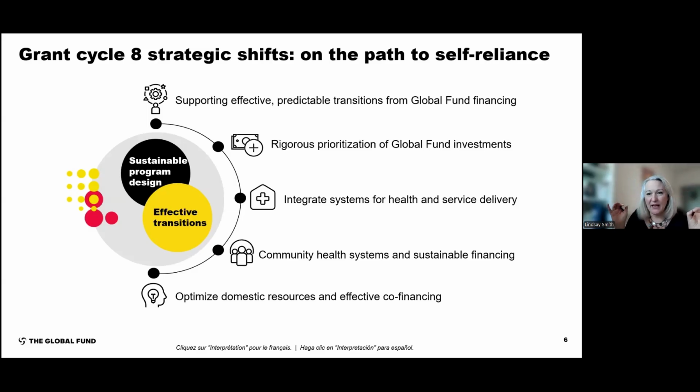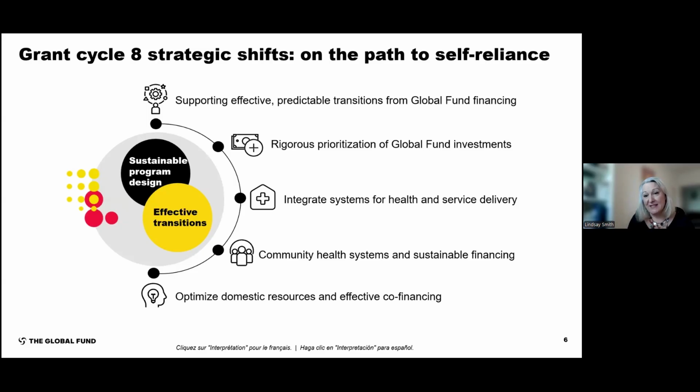Just as a very top line, things that you need to be thinking about already are about the reality of having predictable transition timings, the importance of rigorous prioritization in selecting where we are investing, what the role is of integration in your specific portfolio as we think about health overall and service delivery, the significance of developing community health systems with sustainable financing, and where those domestic resources and co-financing are going to be building up as pillars to make sure that that sustainability is going to be continued after Global Fund financing is no longer available.